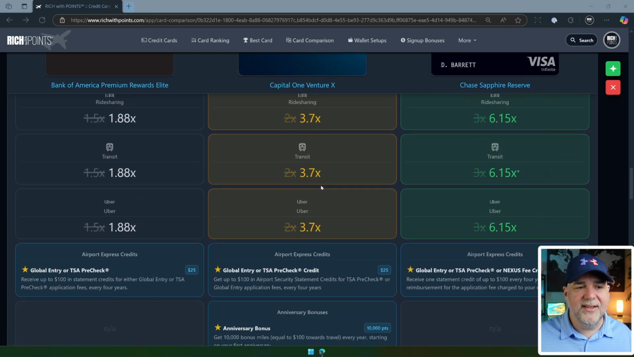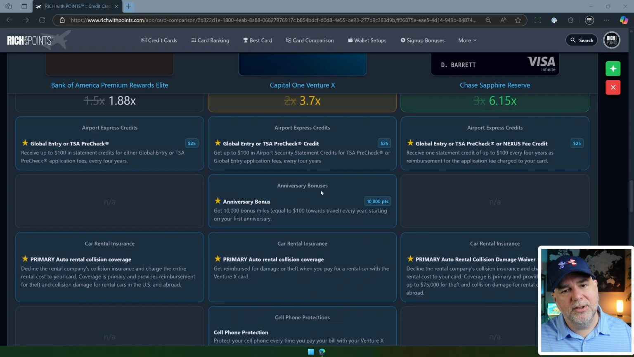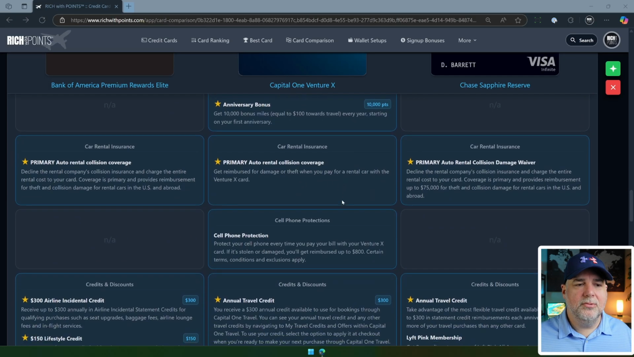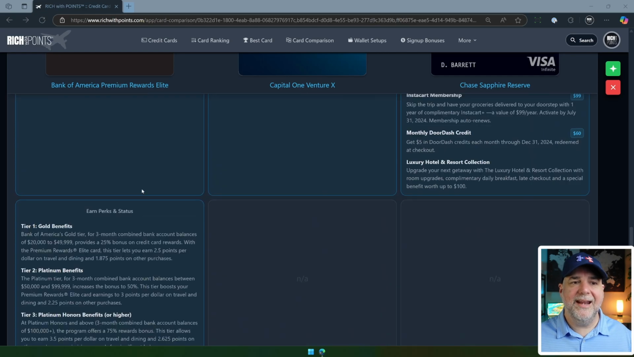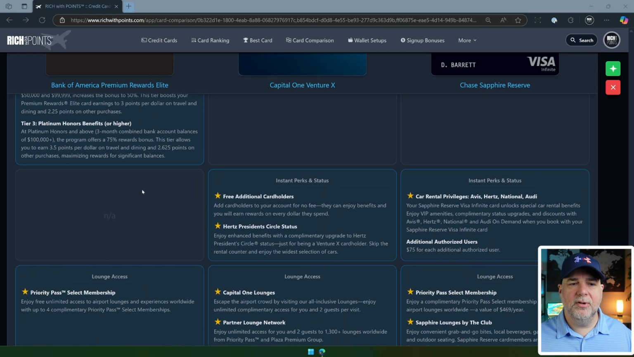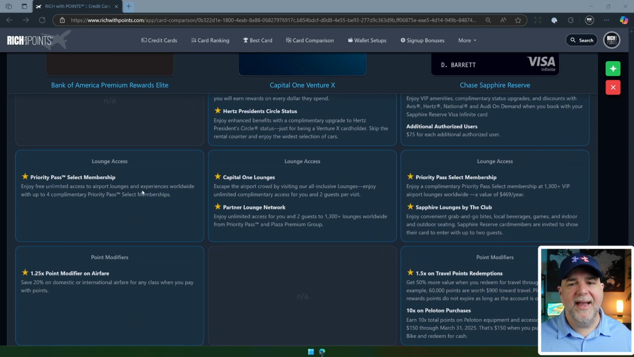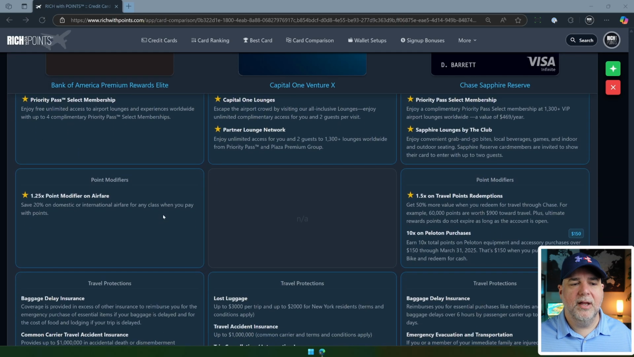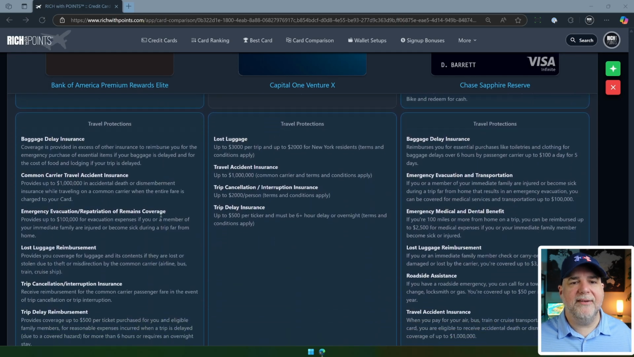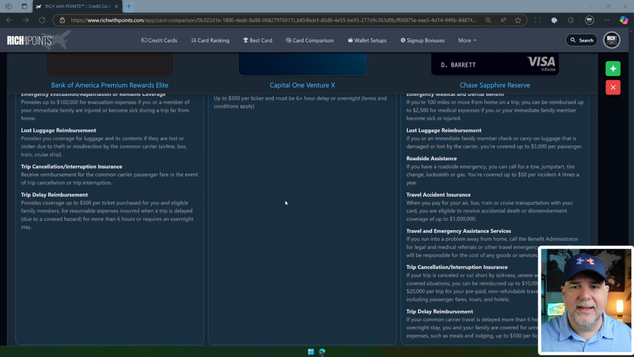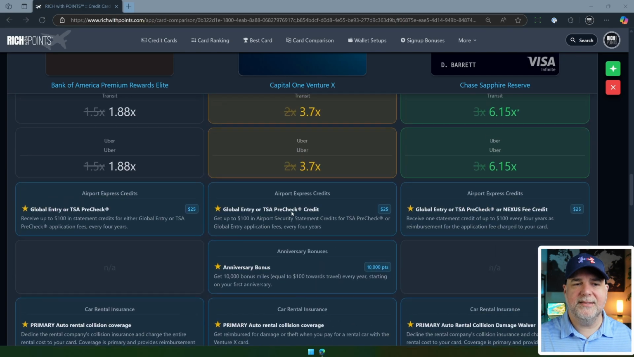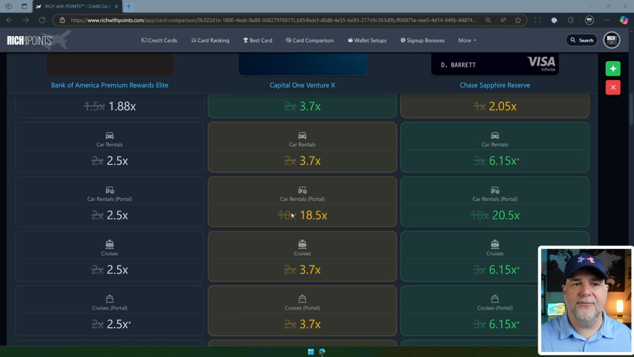And then for benefits, you do get the primary auto collision coverage that you get on the other 2, and you do get this, which offsets the annual fee. So you don't really count that. You just count that as negating the annual fee, but you don't really get much else but the priority pass, which the others get. And you get travel protections, which are about the same as the other ones. The Reserve has the best. Venture X is pretty decent, has a little bit more on the Elite side, but again, I'm not seeing a whole lot of reason to go Bank of America here.